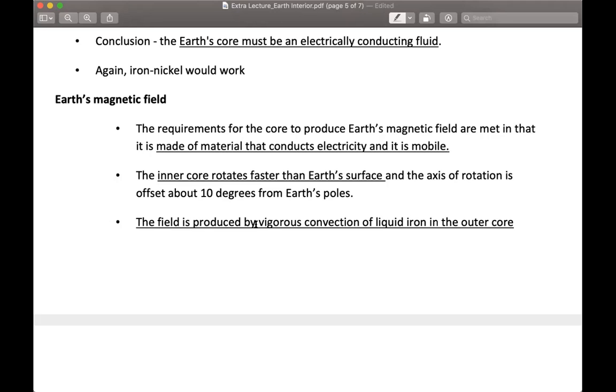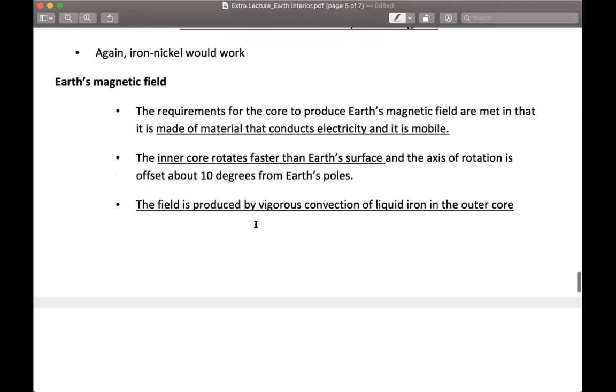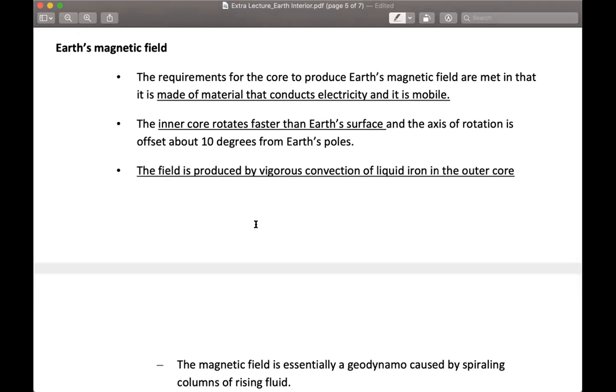And also the axis of rotation is a little bit different. That is offset about 10 degrees. So there is some angular difference in the axis. If you take the core axis and the overall Earth's axis, there is about a 10-degree difference, right? The Earth's axis already has a 23.5-degree inclination, but that is a different thing. This 10 degrees is the difference between the Earth's axis and the core axis.